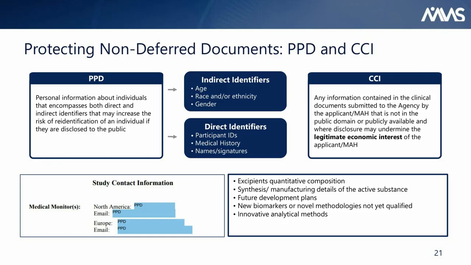CCI, or company confidential information, can include any of the following: excipients, manufacturing details, future development plans, new biomarkers or novel methodologies that are not yet qualified, analytical methods. Again, these are just a few examples of the very broad range of considerations for CCI. And we're going to discuss this a little bit further in the next section of our discussion. Next slide.